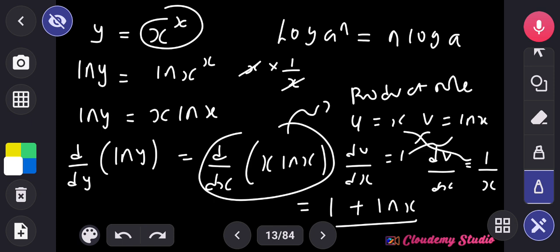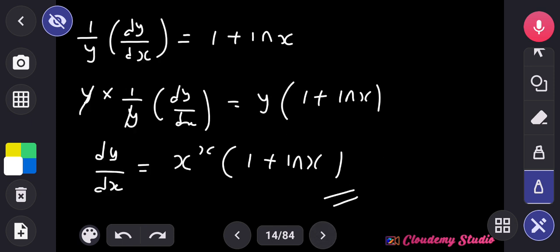So if you're having a question like this, the best way you can solve it is to use this particular method that I've just used, and you're going to be getting your answer easily. So in the next video, we are going to continue on another method of differentiating.